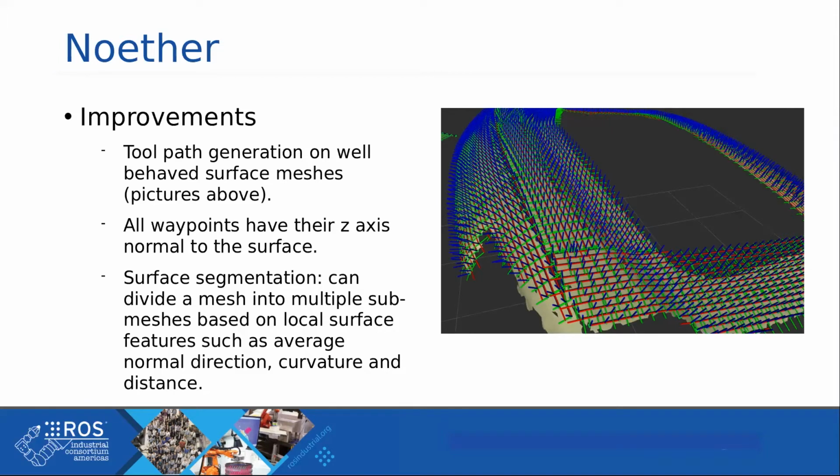So Noether is a package that we use for generating toolpaths, as you can see, from a mesh. A lot of work has been done on this package to improve its performance. All the waypoints have the z-axis pointing normal to the surface. And the nice thing is it can be divided into multiple sub-meshes based on a few control parameters that you can adjust, like normal direction or curvature, to segment the mesh and generate toolpaths specific to each of those individual meshes.